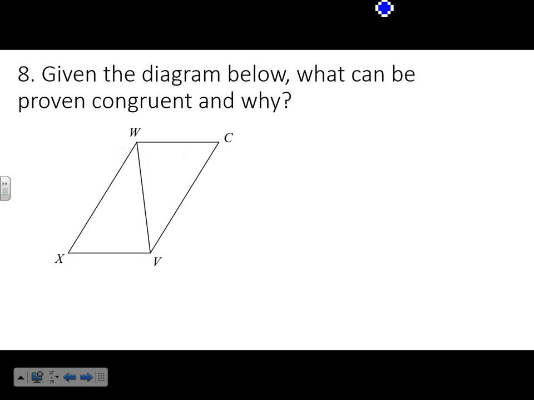Given the diagram below, what can be proven congruent and why? So this one, really the only thing is VW. VW is congruent to VW. And again, we've talked about it a lot. That's that reflexive property.